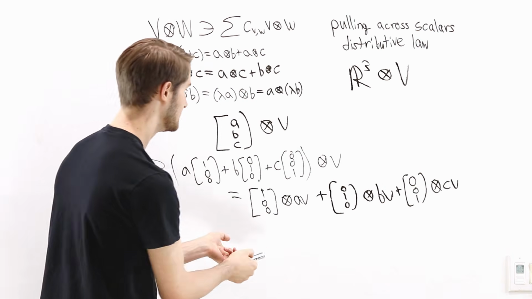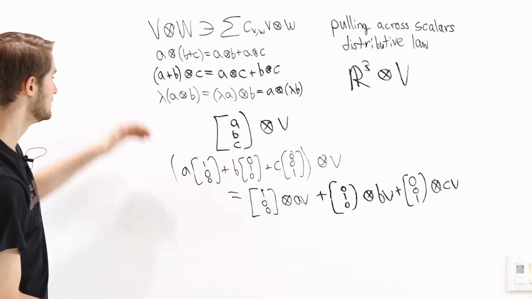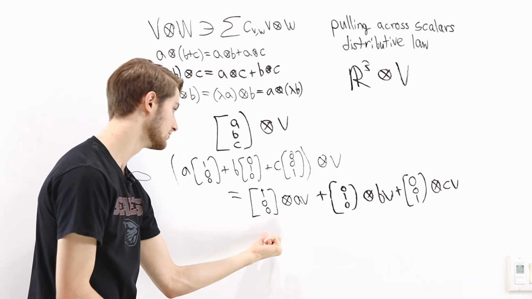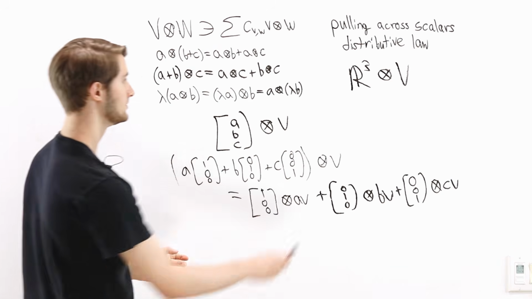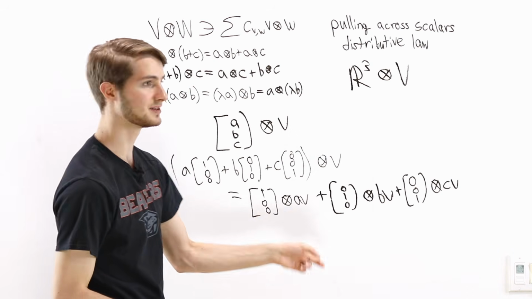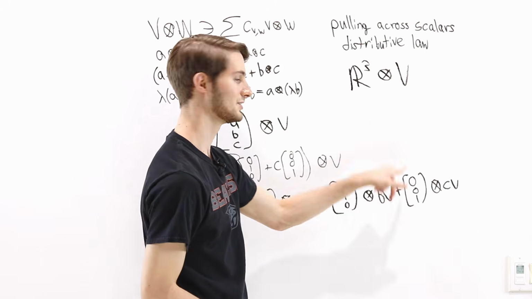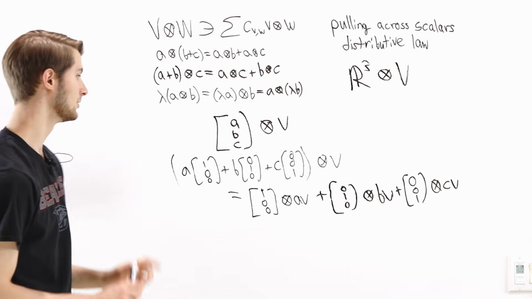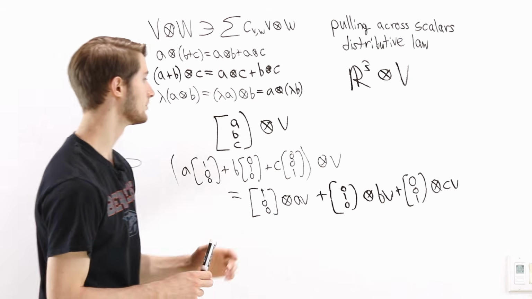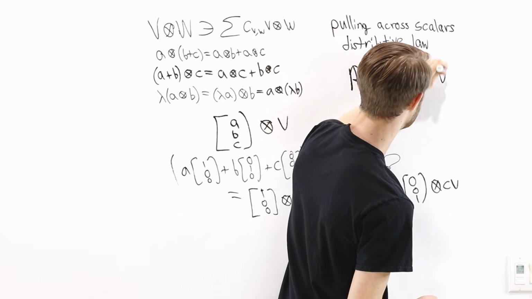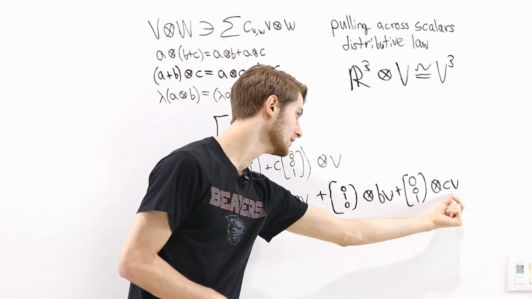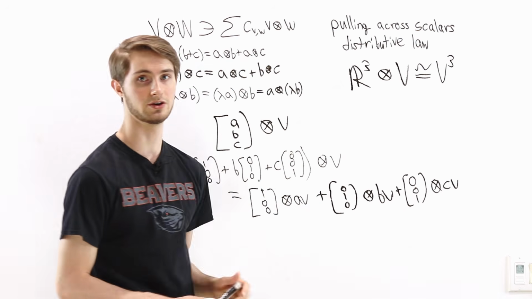And if we take a linear combination of elements that look like this, we can use this first distributive law here to combine all of the (1, 0, 0) parts. So any arbitrary element in R3 tensor V is going to look like (1, 0, 0) tensor something plus (0, 1, 0) tensor something plus (0, 0, 1) tensor something. We're always going to be able to split up the tensor product in this way. And for that reason, R3 tensor V as a vector space is isomorphic to V^3, because we just have 3 different copies of V corresponding to the 3 basis vectors in R3.